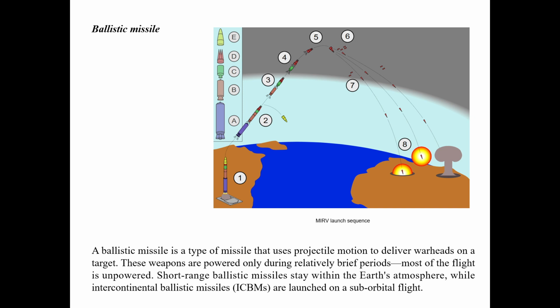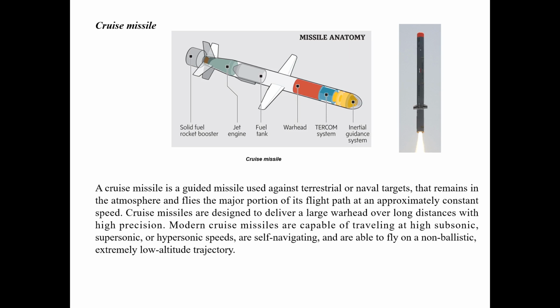But at the same time, it will reduce the accuracy and stability. We'll find the solution for the instability and accuracy improvement. So after the ballistic missile, we'll come to a cruise missile, which is a guided missile used against terrestrial or naval targets.